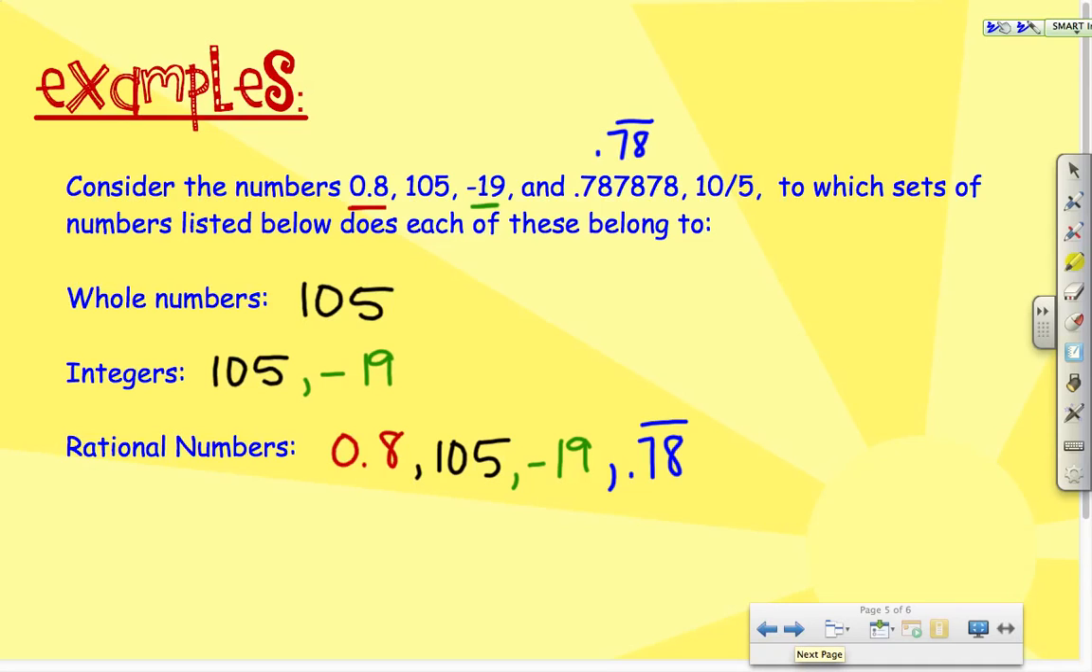And now 10/5. 10/5 is the same as 2. So is 2 a whole number? It sure is. Is 2 an integer? Yes, because all of the whole numbers are integers. And is 2 a rational number? Yes, because all of the whole numbers and the integers are rational numbers.